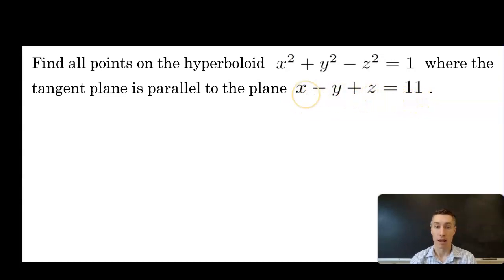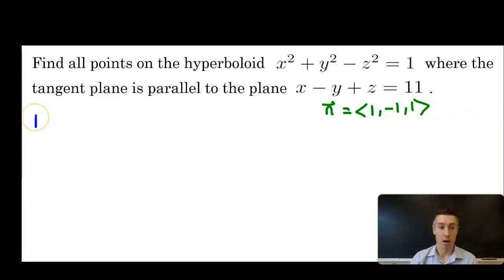All right, so if the tangent plane is going to be parallel to this plane, that means that the gradient vector, which we're using as the normal vector, is going to be some scalar of the normal vector of the plane. Okay, so normal vector of the plane, just to get that out of the way, is 1, negative 1, 1.